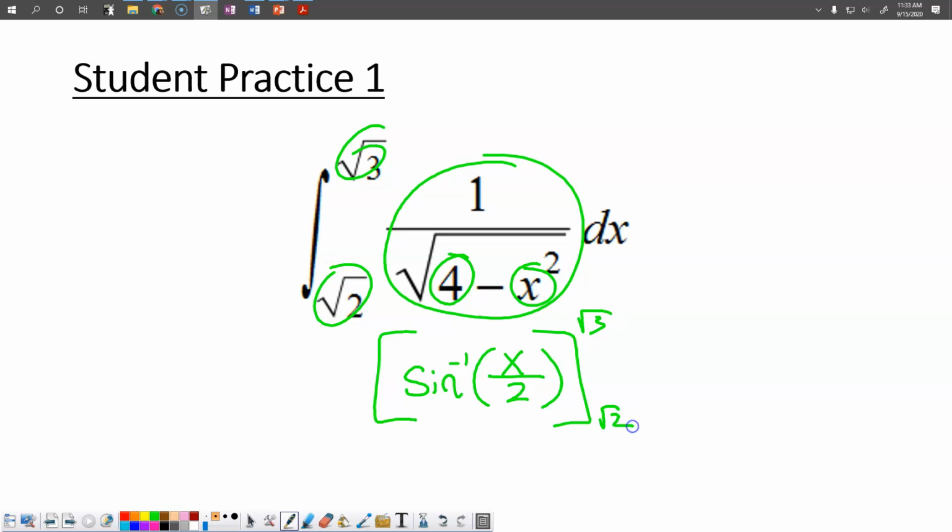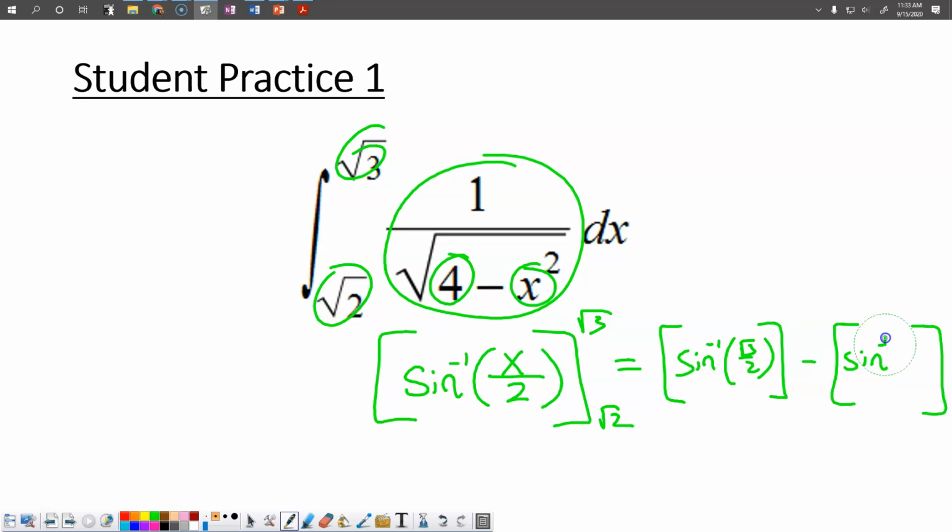And then we're going to go ahead and apply the fundamental theorem of calculus, which is where, after you integrate, you plug in the top number and the bottom number and subtract them. So it's going to be arcsine of radical 3 over 2 minus arcsine of radical 2 over 2. And this is where you would stop if you had an FRQ.